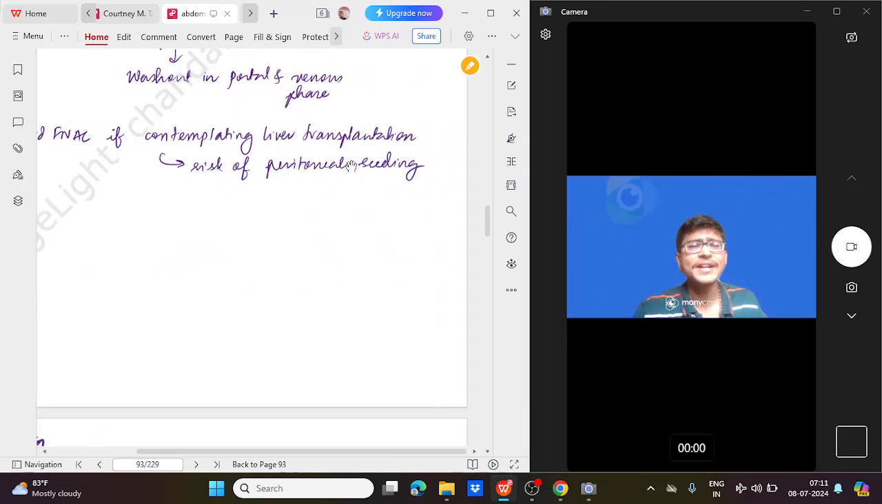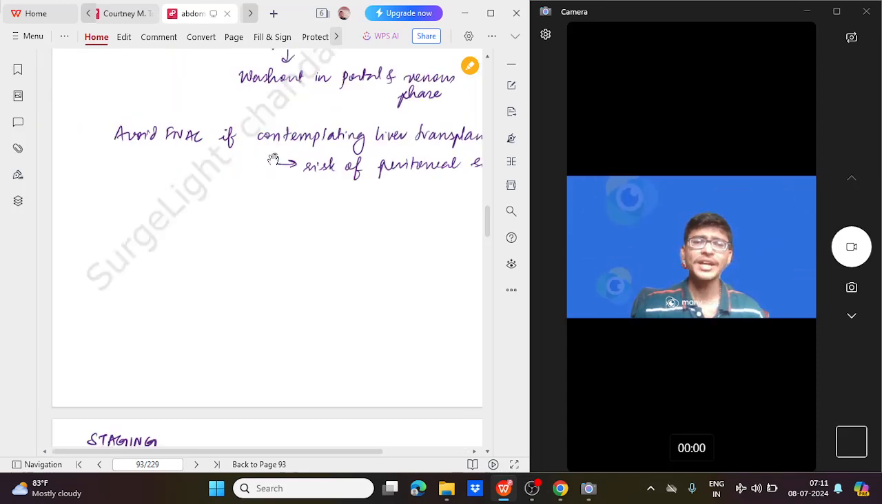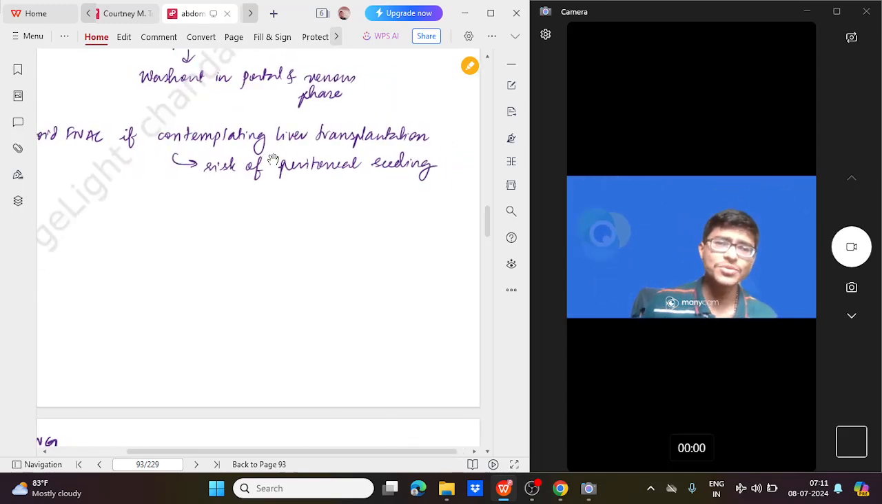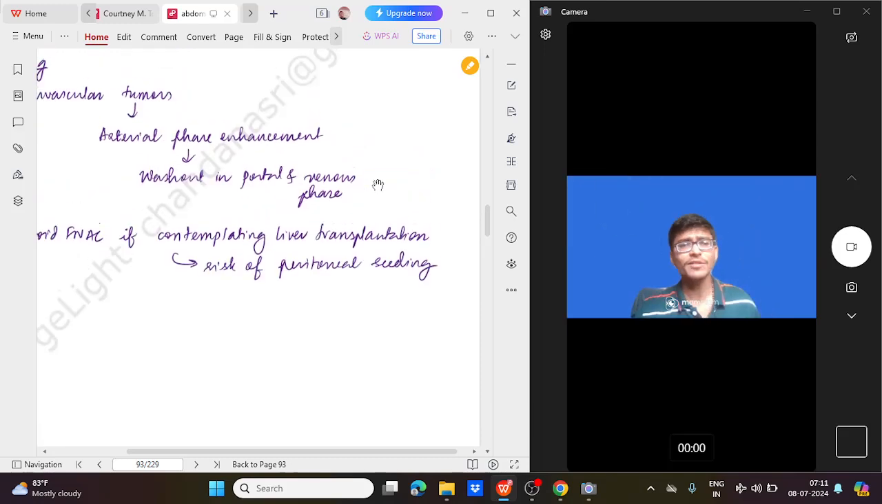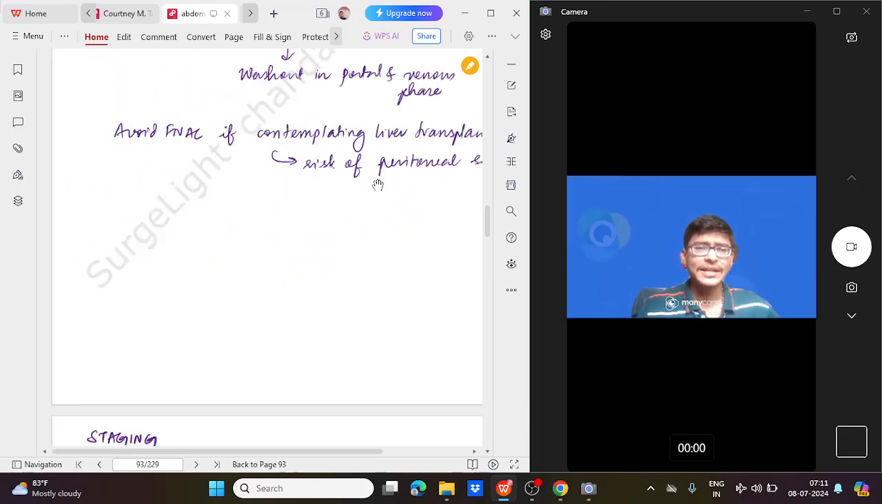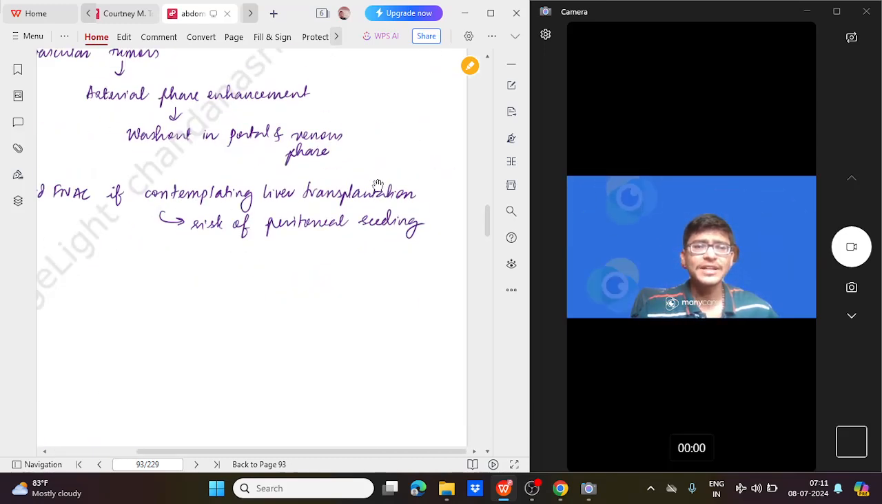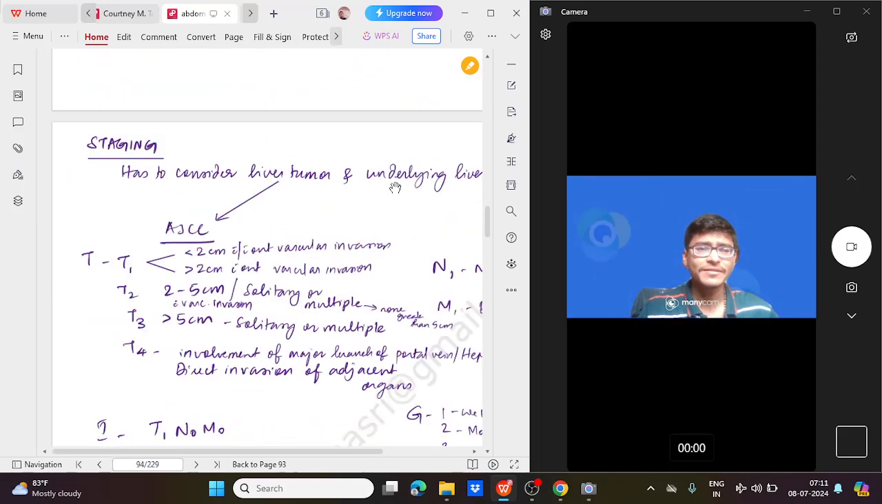We have to avoid FNAC. If we are contemplating liver transplantation, we should try not to take a biopsy, because there will be a risk of spread, the risk of peritoneal seeding. In case of difficulty, we can think about it, but it will always be controversial.